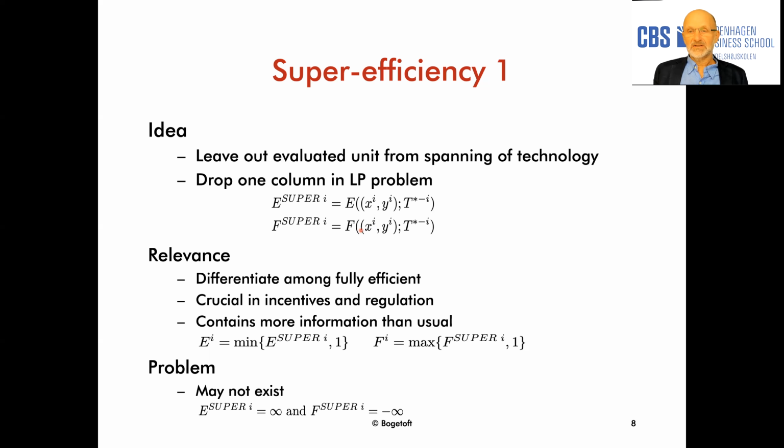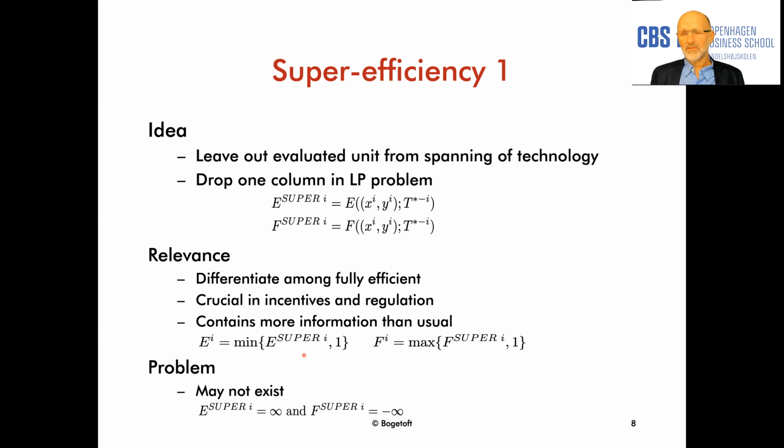I also wanted to mention that super efficiency is just an extension of the normal efficiency concept. So if you know super efficiency, you can reconstruct normal efficiency, because the normal efficiency is just the super efficiency as long as that is less than 1, and otherwise it is 1. So when super efficiency is larger than 1, we just say the normal efficiency is 1. Okay? So it's a more refined measure.